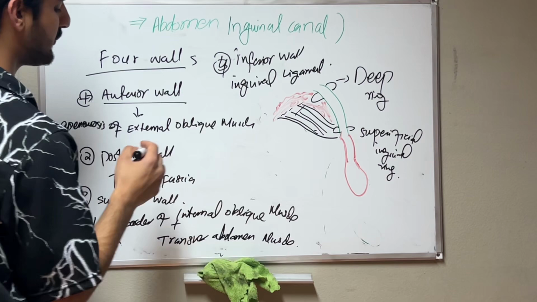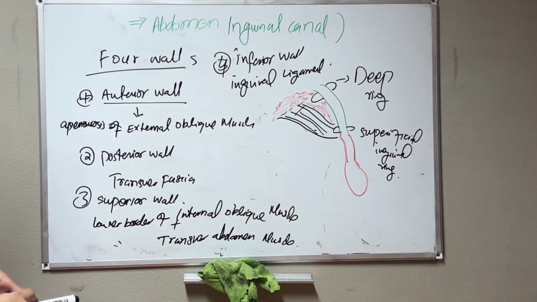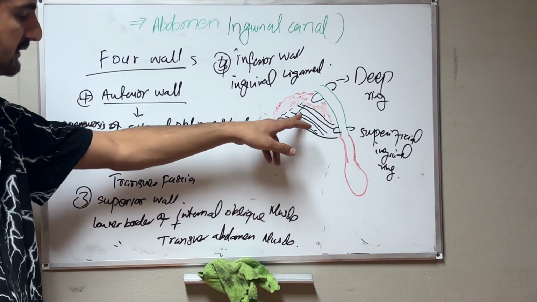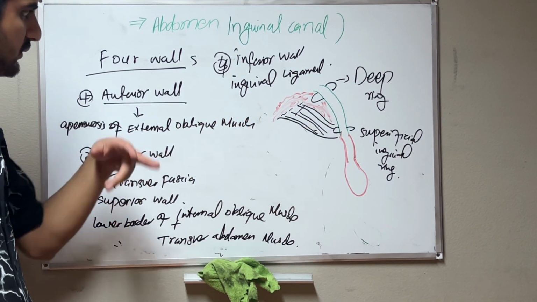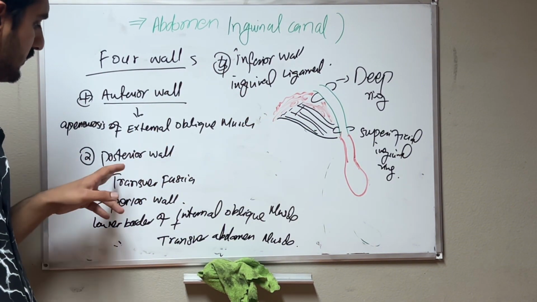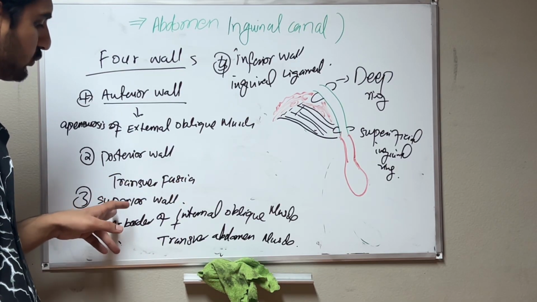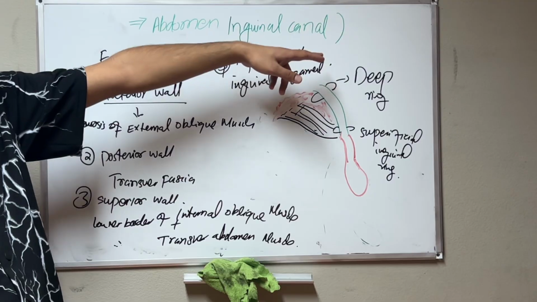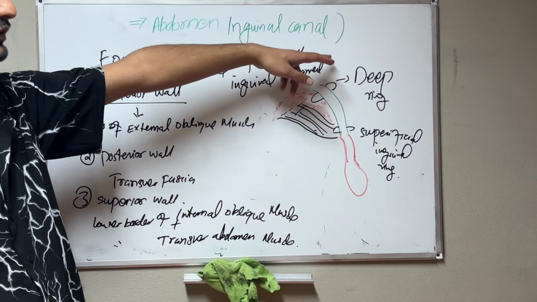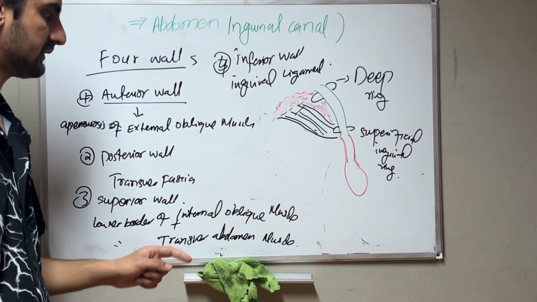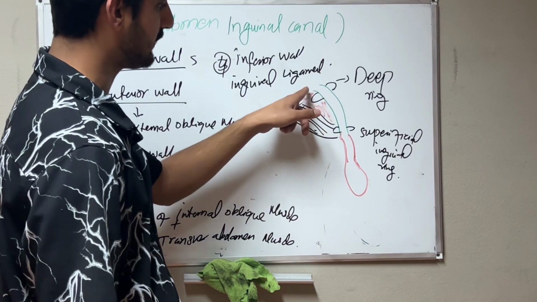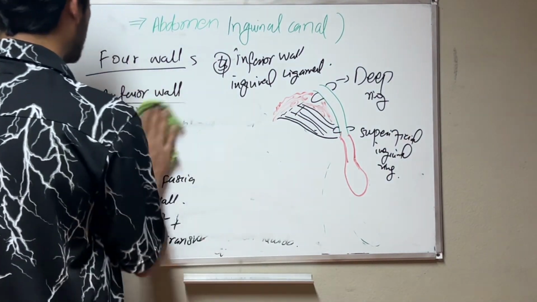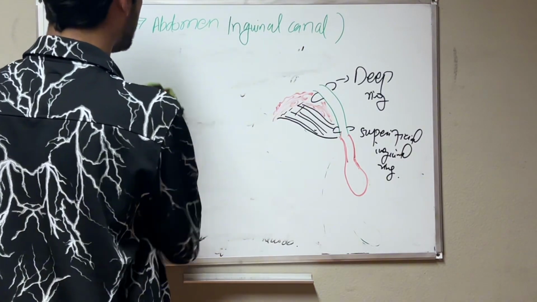These four walls of the inguinal canal are very important. The anterior wall is the aponeurosis of the external oblique muscle. Then the posterior wall, the back side, has the transversalis fascia. The superior wall, the upper one, has behind the external oblique muscle the lower border of the internal oblique muscle and the transverse abdominal muscle, and the inferior wall is the inguinal ligament. This is the information about the inguinal canal.